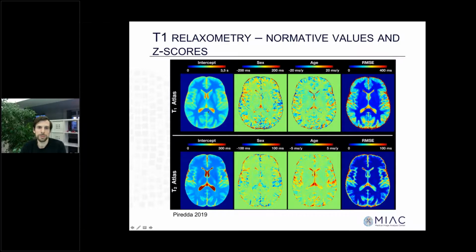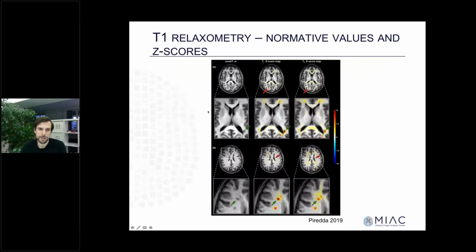And when you have such an atlas, and here's one example of normative T1 values, then in the next step, you can use your individual MRI data of a specific patient and scan to compare T1 values within this patient to the atlas. And this was done here by using z-scores.